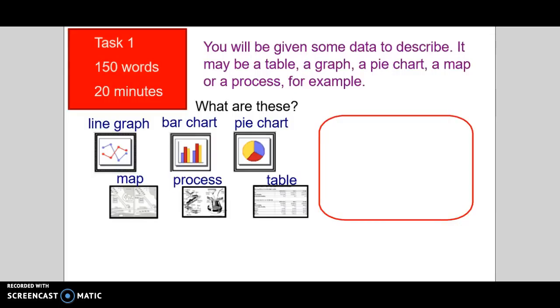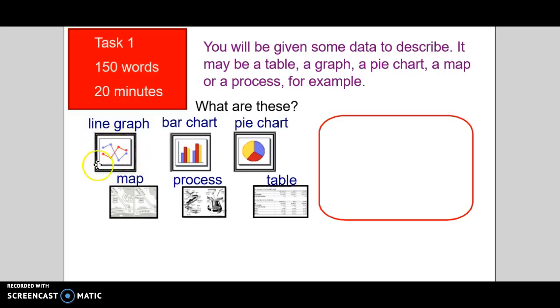As promised, today we're going to look at IELTS writing task 1 for the academic exam. When you take task 1 of the academic exam, you will be asked to write 150 words and the recommended time is 20 minutes. You will be given some data to describe. It may be a table, a graph, a pie chart, a map, or a process, for example. I have put little examples of each here.